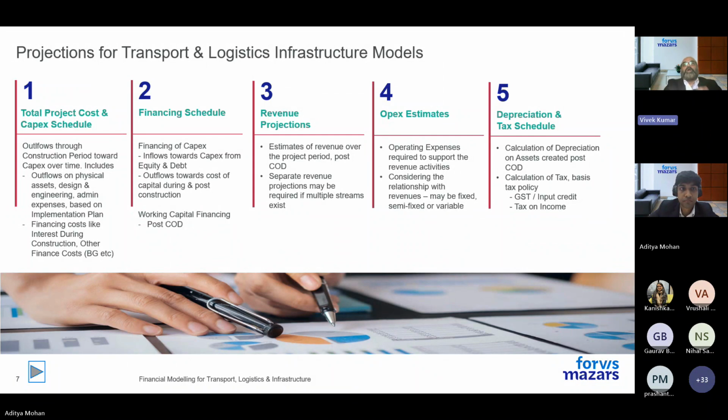Why do we have modules in financial modeling? You set aside a certain set of calculations in one place, and then you take the output from there into another place.